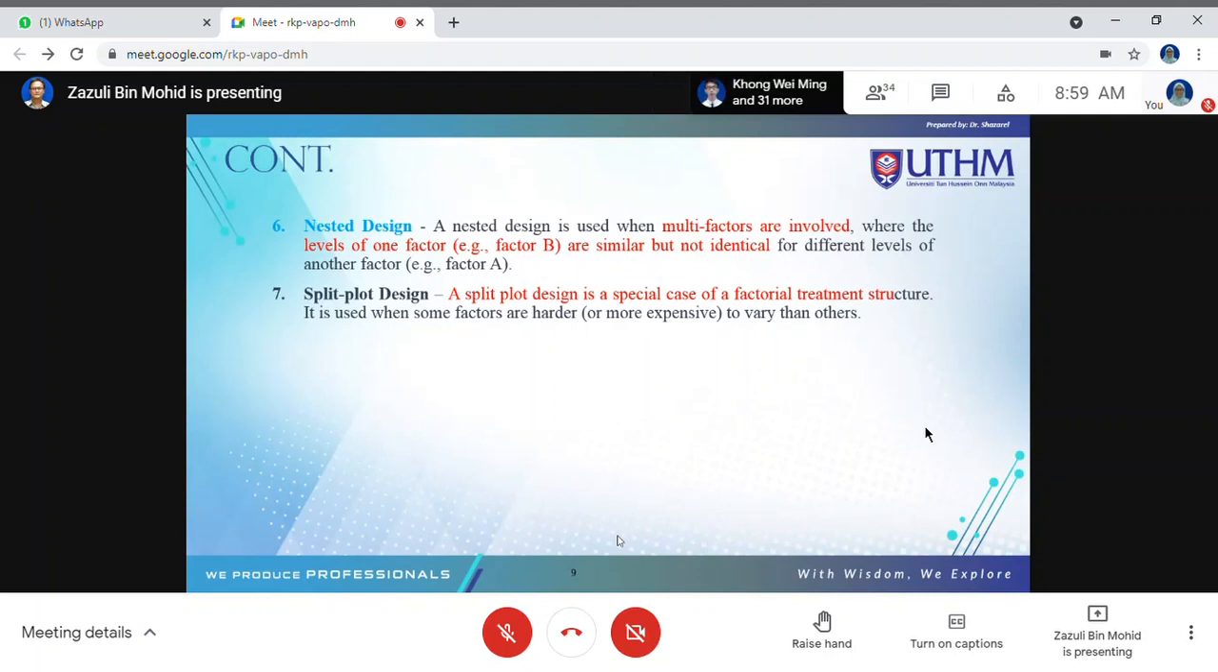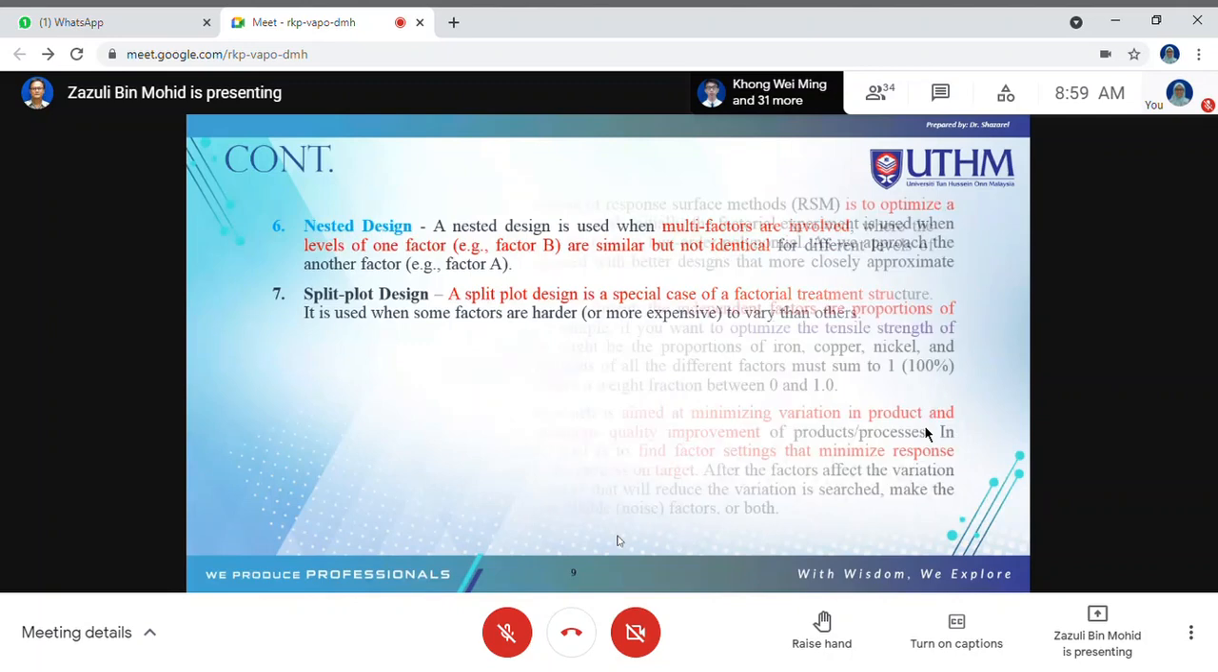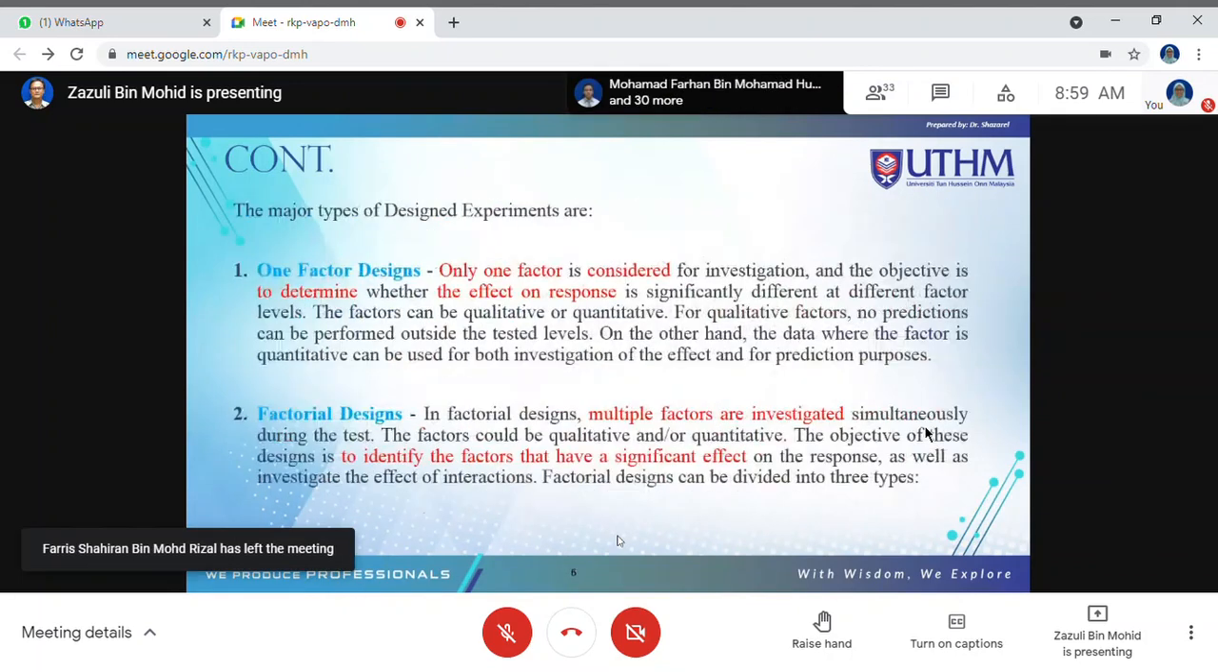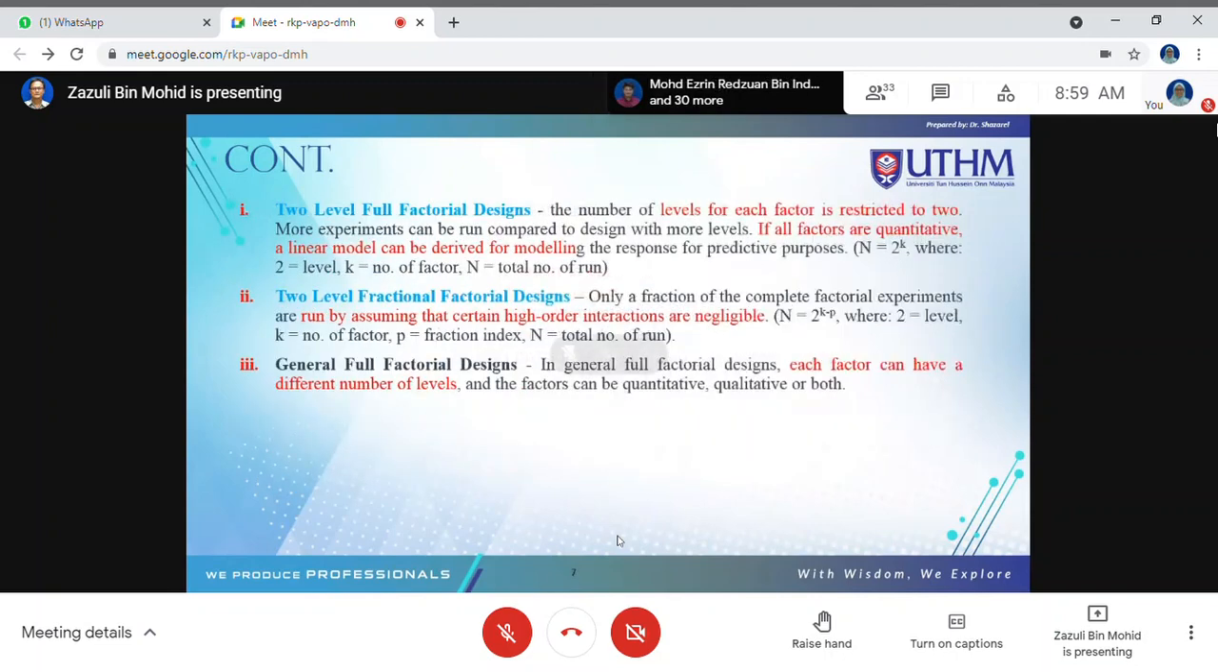But from this type of design of experiment, in mechanical engineering, most of the time you are going to use the factorial design. Most of the cases you are using the two level full factorial design and general full factorial design. In some cases, maybe you can use the two level fractional factorial design, depending on what kind of study you conduct.